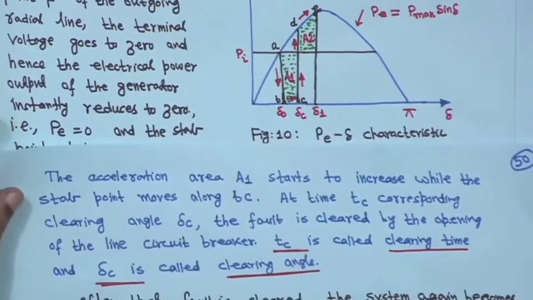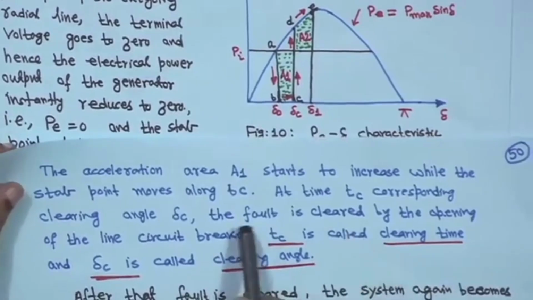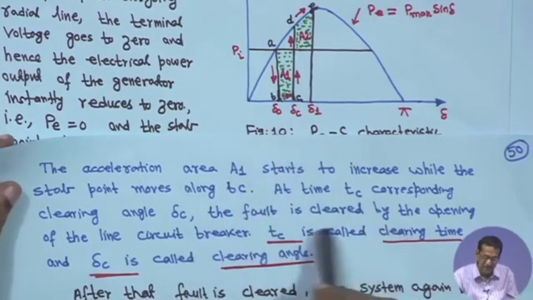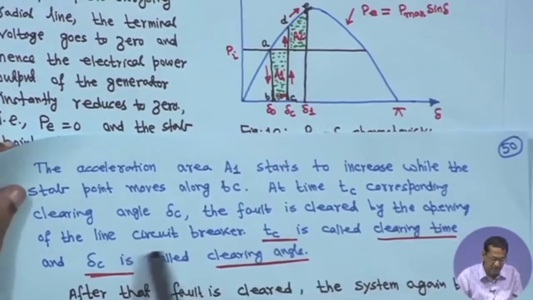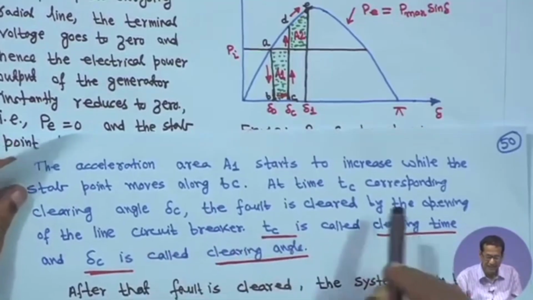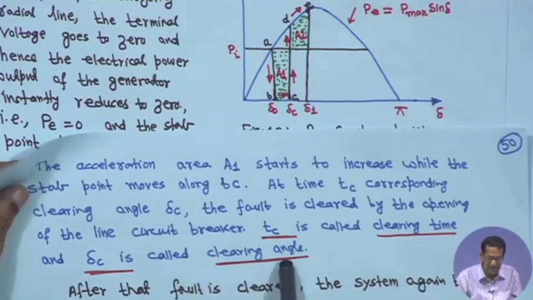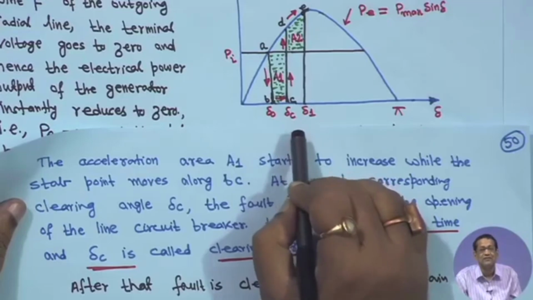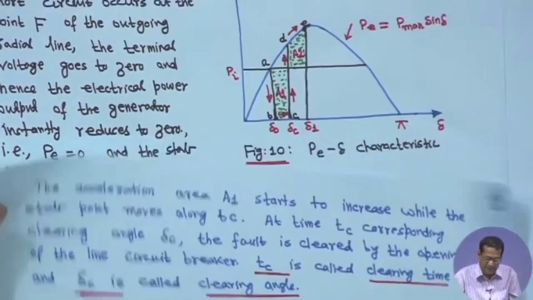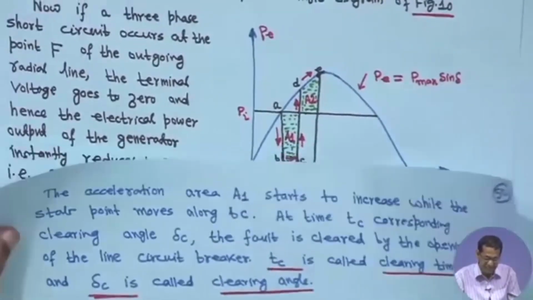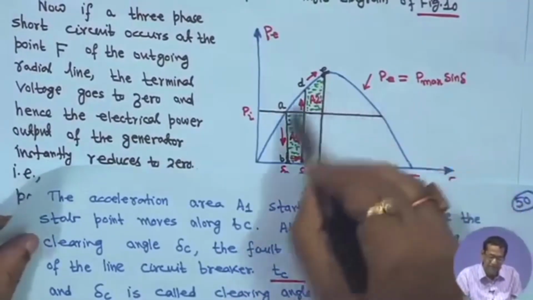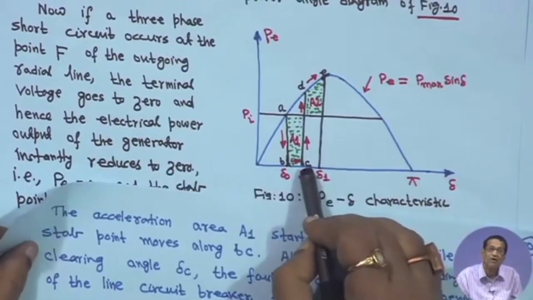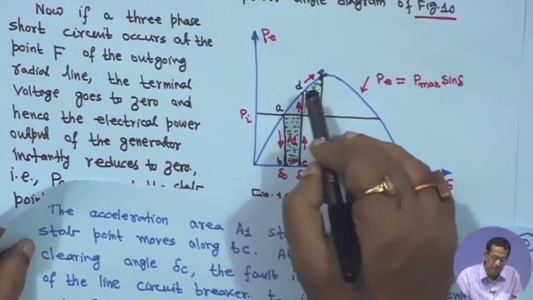So, at that time T C, corresponding clearing time, this is clearing angle delta C, the fault is cleared by opening of the line circuit breaker. T C is called the clearing time, and delta C is called the clearing angle. So, delta C is the clearing angle, and the time at which it is cleared is called the clearing time. Now, after the fault is cleared, the system again becomes healthy and transmits power P max. P is equal to, this is the sine curve, P is equal to P max sin delta. So, at this point C, the fault is cleared. So, immediately this point will move to D.